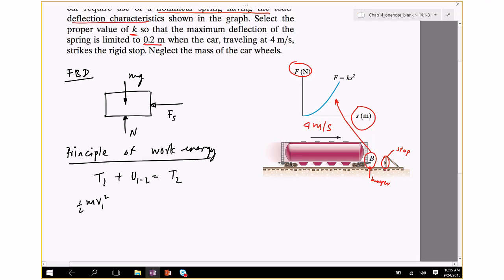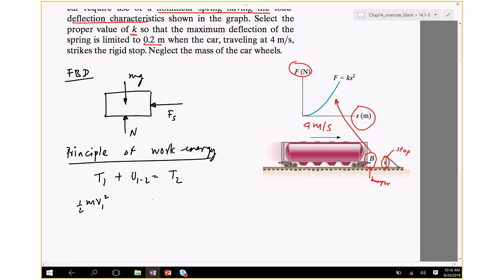When you're finding U12, which is the work done by external forces, there is mg, there's N, and there's Fs. Look at the free body diagram when you're writing this down. Those three forces, not all of them are doing work. mg and N are not doing any work, because mg, which is acting downwards, doesn't move the car up and down, nor is N doing any work. So the only force doing work in this case is Fs, because the motion is only in the x direction.